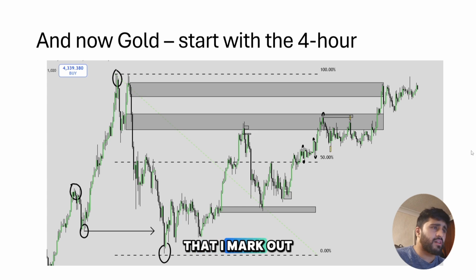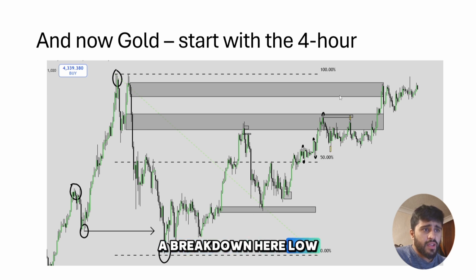And so the way that I mark out the 4 hour is like this. I'm looking for my structural highs and lows, right? So we can see high, low, high, and then we have a breakdown here, low. And we're currently dealing between this swing high and this swing low. And now what's happening is we had some key levels over here, some really big fair value gaps that we see price breaking through. So gold is typically a bullish moving market.